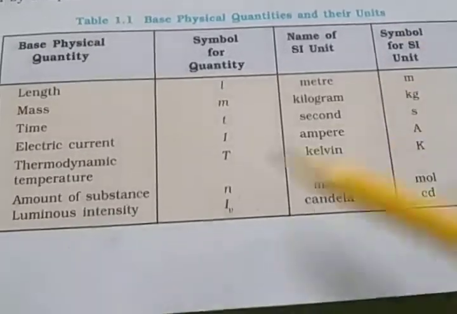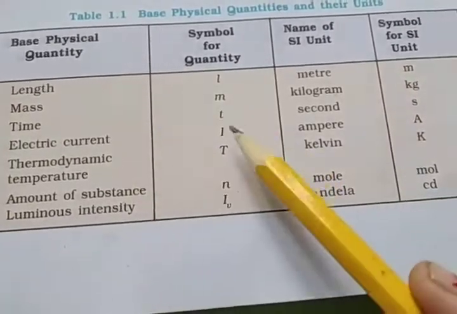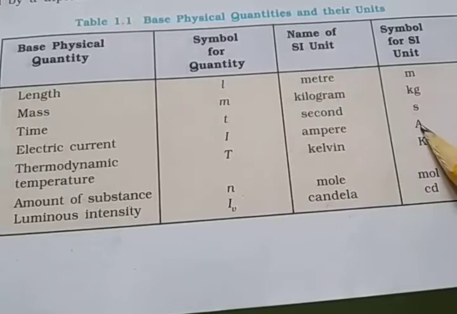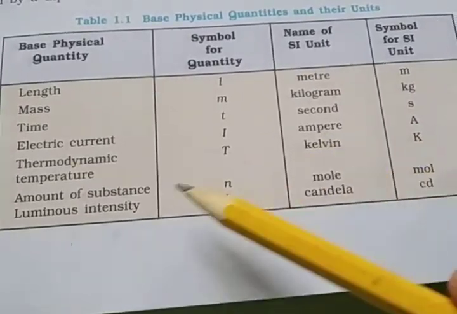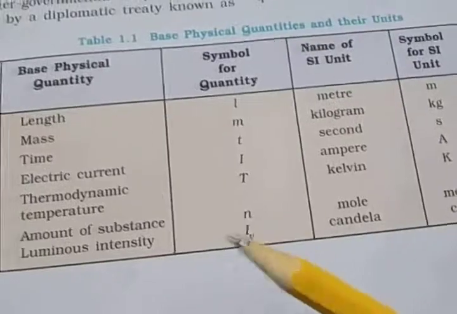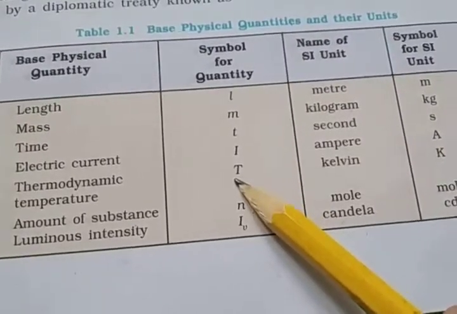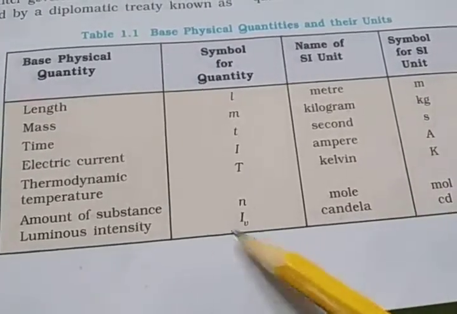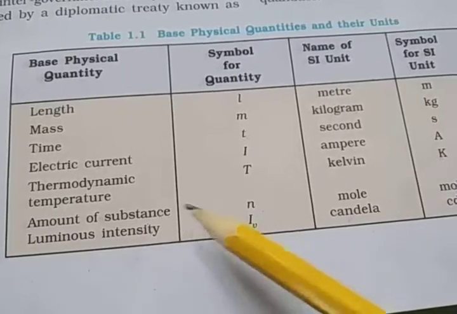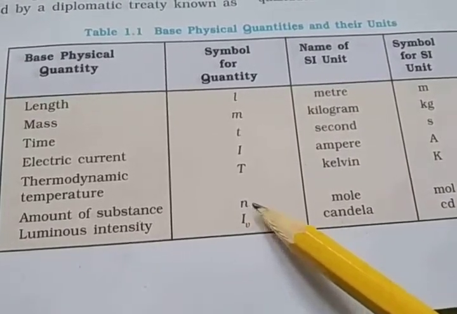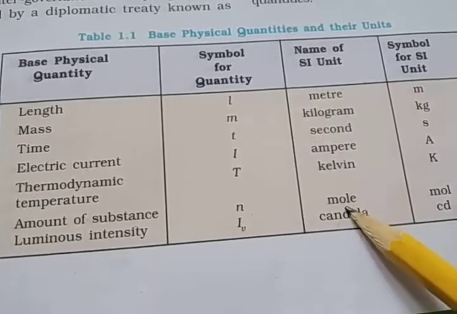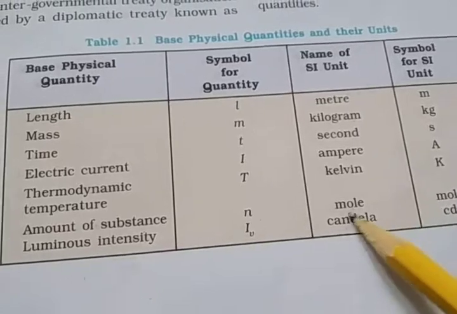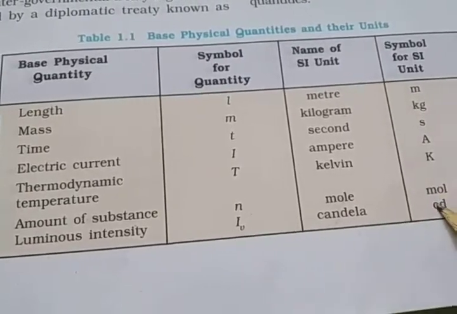small s. Then fourth is electric current, symbol for quantity I, name of SI unit ampere, symbol for SI unit capital A. Then thermodynamic temperature, symbol for quantity capital T, name of SI unit kelvin, symbol for SI unit K. Then amount of substance, symbol for quantity small n, name of SI unit mole, symbol for SI unit mol. See the difference: this is the name of the SI unit, but this is the symbol of the SI unit.